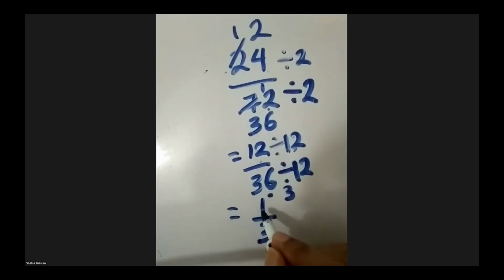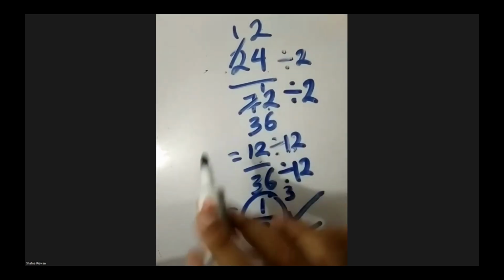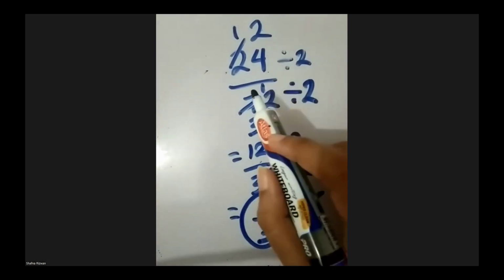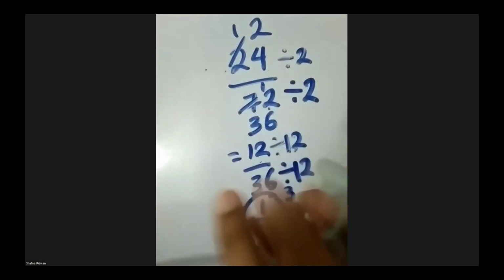Then 1 over how much? 1 over 3. Can you make this more simplified? No, this is the final answer. This is the simplest fraction that you can get. Did you understand? I told you right at the first itself, I can take this number and make it into the simplest fraction by dividing by one number itself.